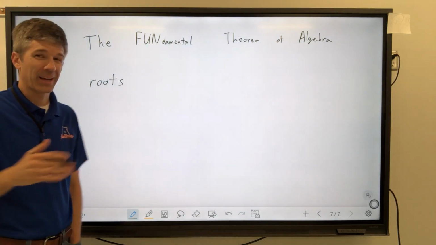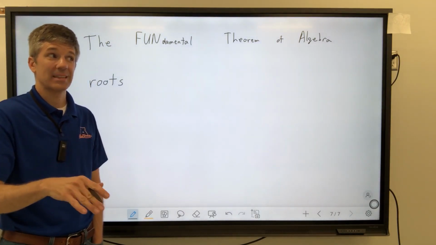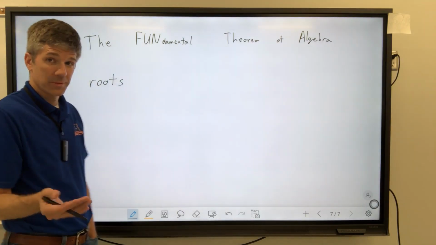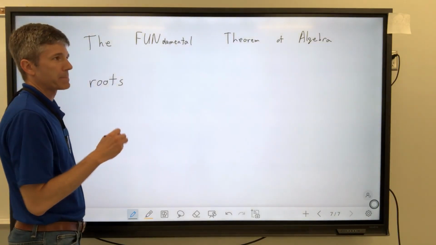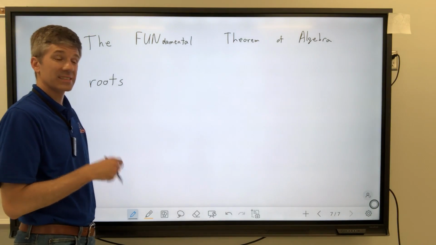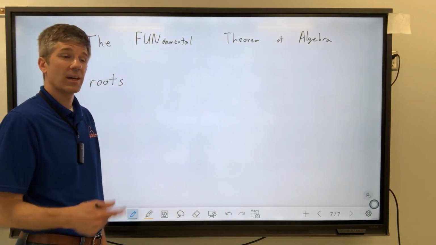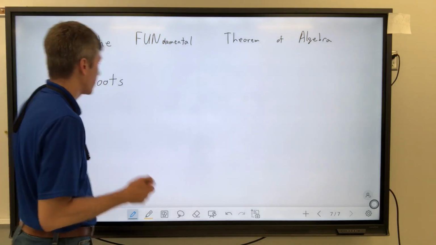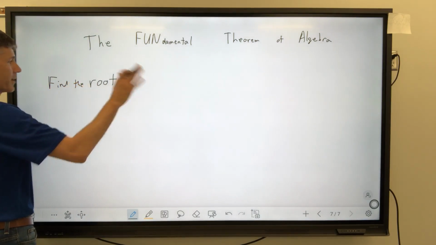x-intercepts. But I don't want to just confine it to x-intercepts because some roots don't show up on the x-axis. Complex roots, for example, when the imaginary number pops up. But roots are going to basically be x-intercepts, in a vague sense, zeros, solutions. You can call them all kinds of things. But they're the things you get when you set y equal to 0 and you solve. So find the roots. I was going to write a definition, but I've said it.